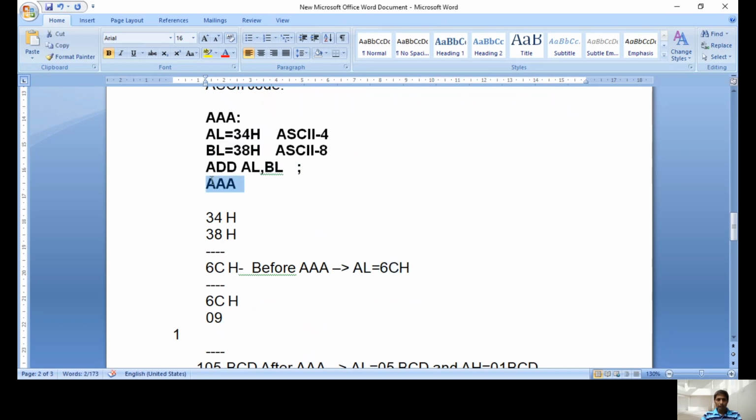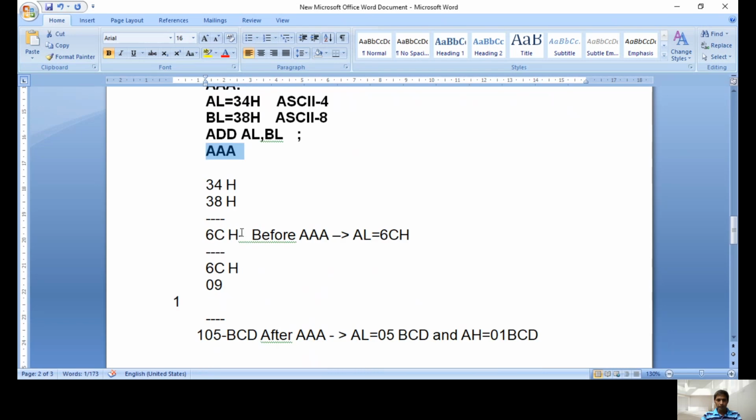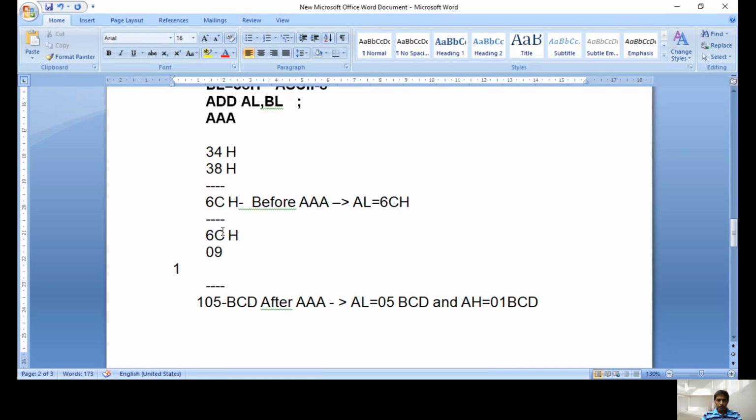Now after the addition, I am writing AAA. What happens in AAA? It will check the lower 4-bit value. If it is more than 9, then it will add 09H. So now after adding, what is the result? C is 12, plus 9 is 21. 21 is more than 16, so 21 minus 16 is 5. So the result is 5 because 21 is more than 16. On the left side we have a carry actually.